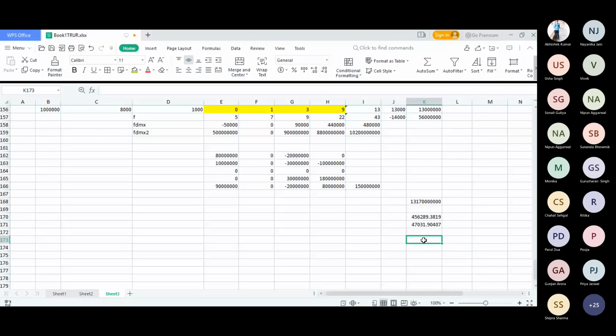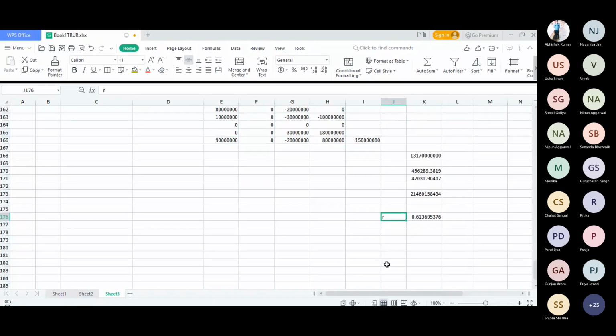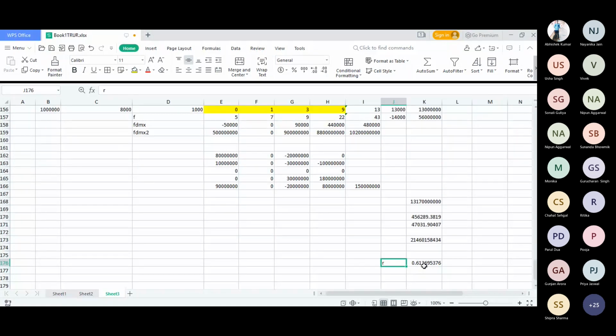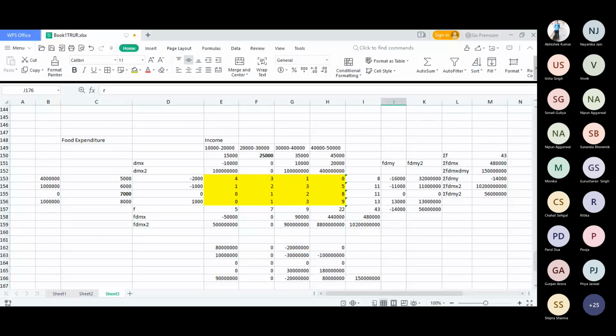Now the denominator will be first part into second part, which will be this multiply by this. So this is your denominator, and r will be equal to the numerator divided by the denominator. So 0.613 will be your Karl-Pearson coefficient of correlation for grouped data. This means the coefficient of correlation for this data is 0.6136, which shows a positive correlation, which signifies that as the income increases, the food expenditure of the family will also increase. So that is the relation between these, and it is a high positive.